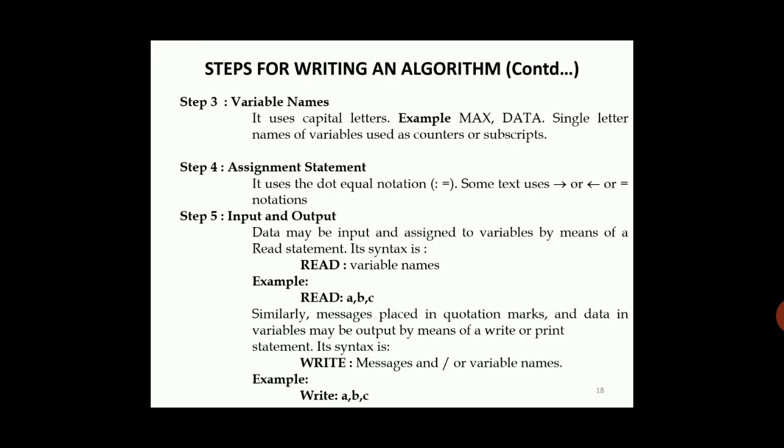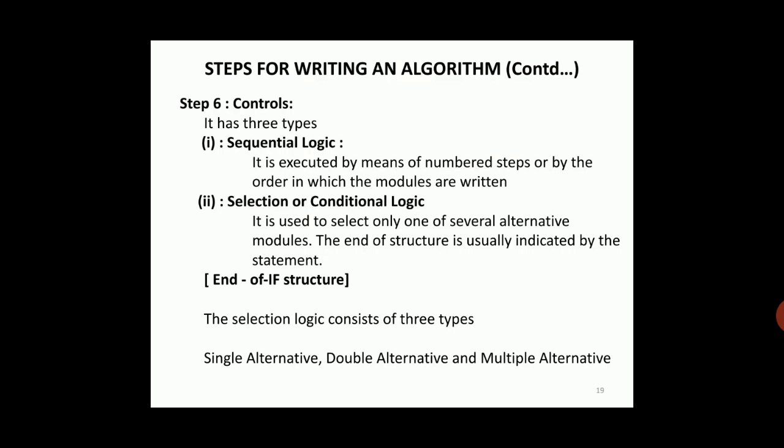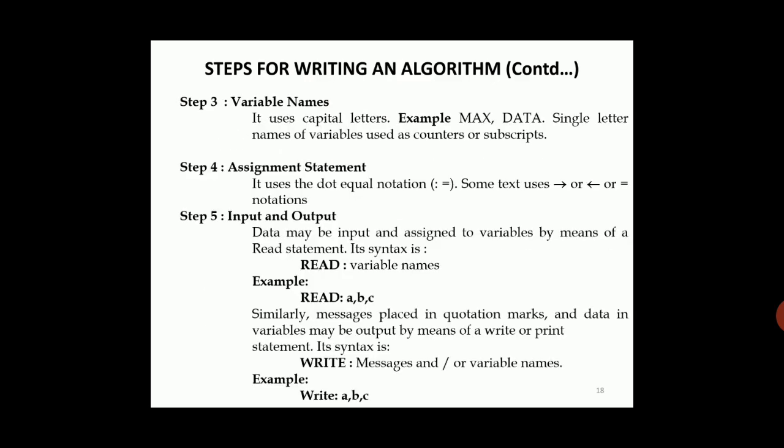And the next step, the fifth step, tells about input and output. That means data may be input and assigned to a variable by means of a read statement. If we say read, it means the user gives some values like a, b, c, d or 5, 6, 7, 8. Write means a message and a variable are given to write your output. Okay, so these are the steps.